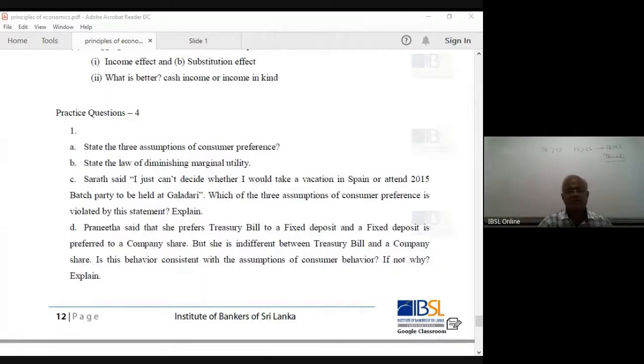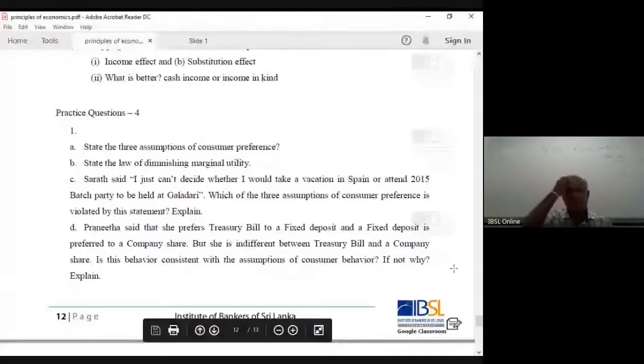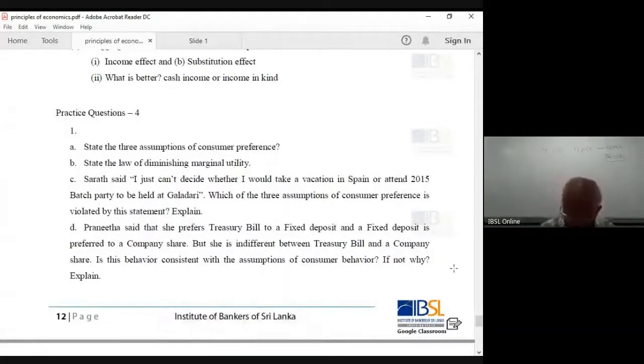Is this behavior consistent with the assumption of a rational consumer? No. If not, why? The answer is that the behavior violates the assumption of transitivity, because she said indifference. Right? Next one.